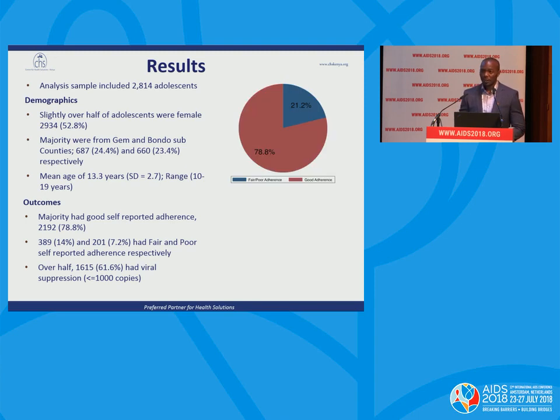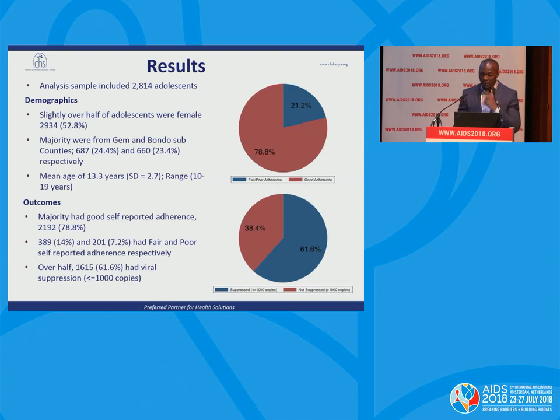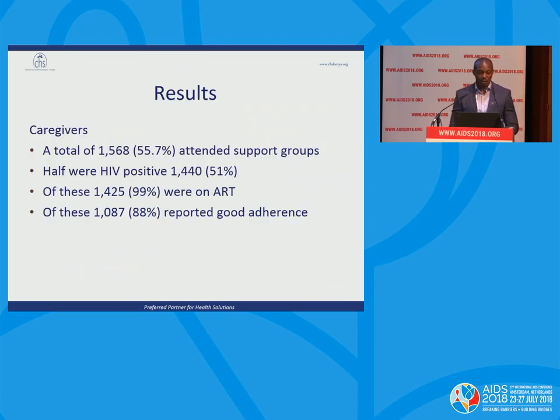We noticed an interesting dissonance between the self-reported adherence at 78.8% and suppression rates at 61.6%. Among caregivers, more than half attended support groups, half were HIV infected, and of those, 99% were on ART, and 88% reported good adherence.